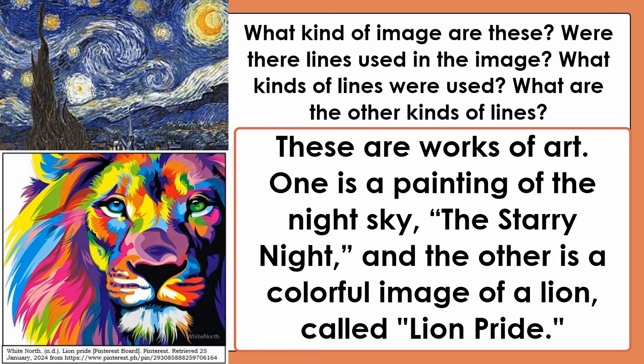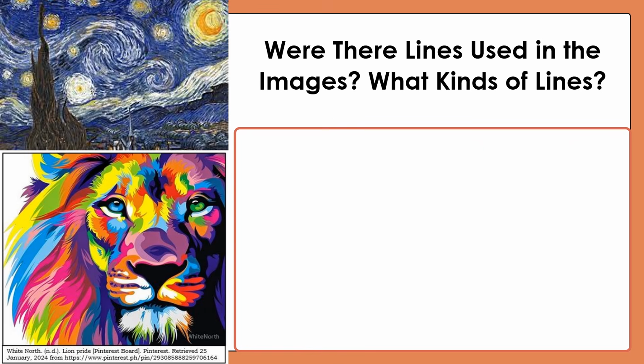One is a painting of the night sky, the Starry Night, and the other is a colorful image of a lion called Lion Pride. Were there lines used in the images? What kind of lines?